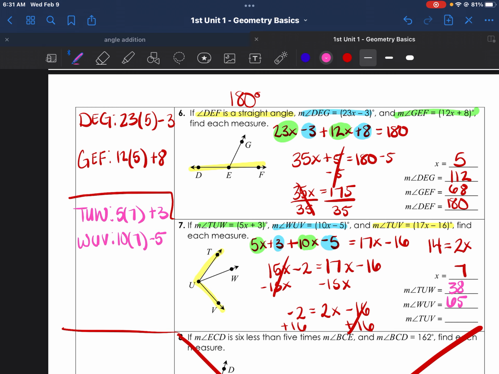Now, we really don't have to do the last one. Do you know why? Because if we have TUW, which is 38, and we have WUV at 65, all we have to do is just add those two angles together because those are our two smaller angles. And if we add our two smaller angles together, we're going to get our big angle. So to get TUV, you'll add 38 plus 65, and you'll get 103.